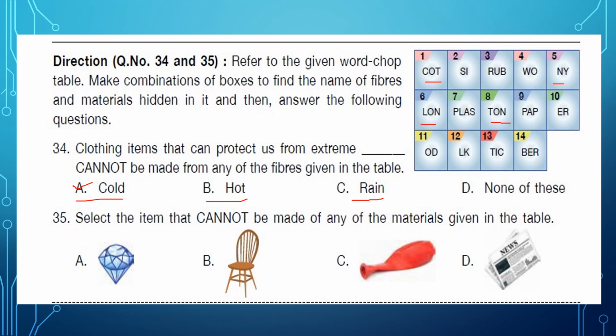Question number 35. Select the item that cannot be made of any of the materials given in the table. In the word chop table, we can find rubber, paper by 9 and 10, and wood from 4 and 11. But we cannot find anything which can make diamond. So our answer is option A.